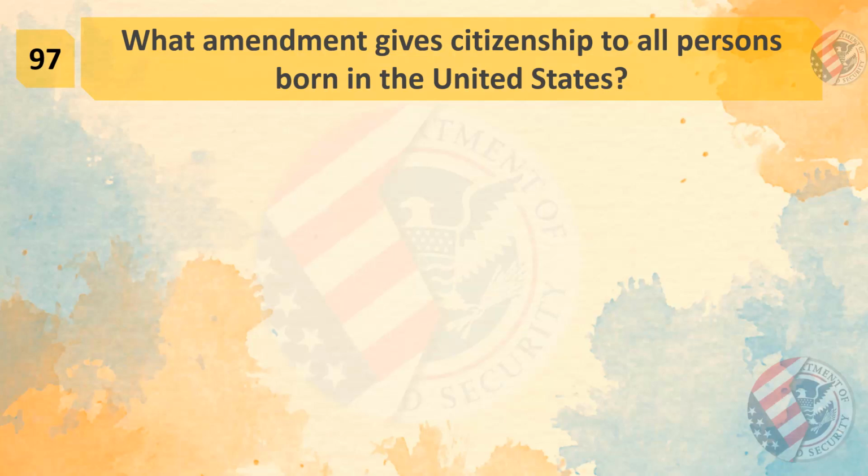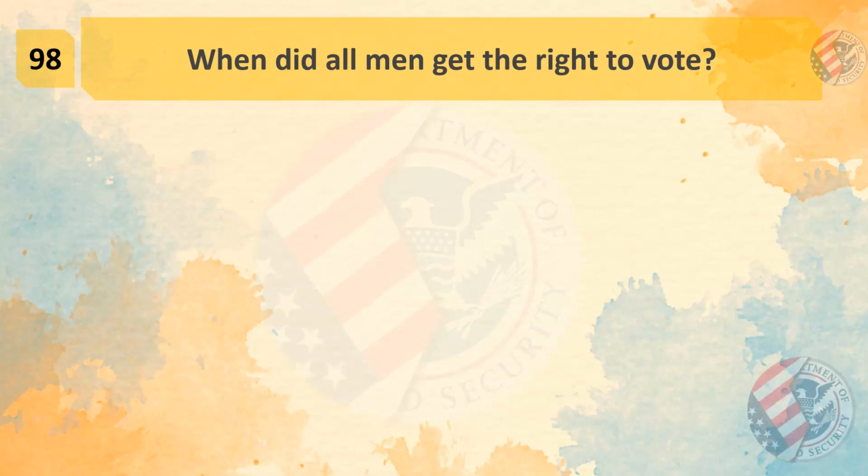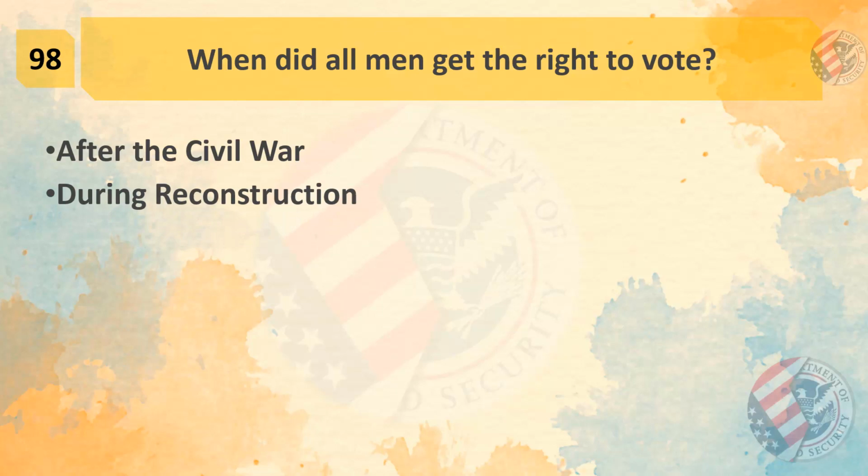What amendment gives citizenship to all persons born in the United States? Fourteenth Amendment. When did all men get the right to vote? After the Civil War. During Reconstruction. With the 15th Amendment. 1870.